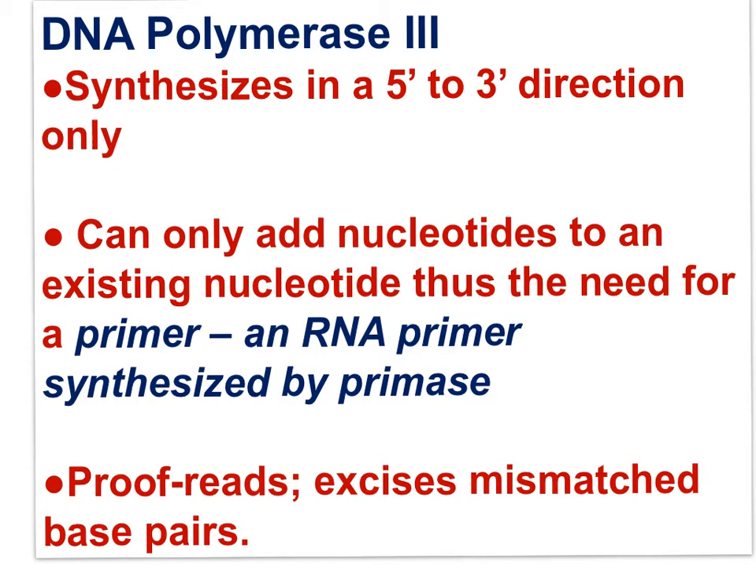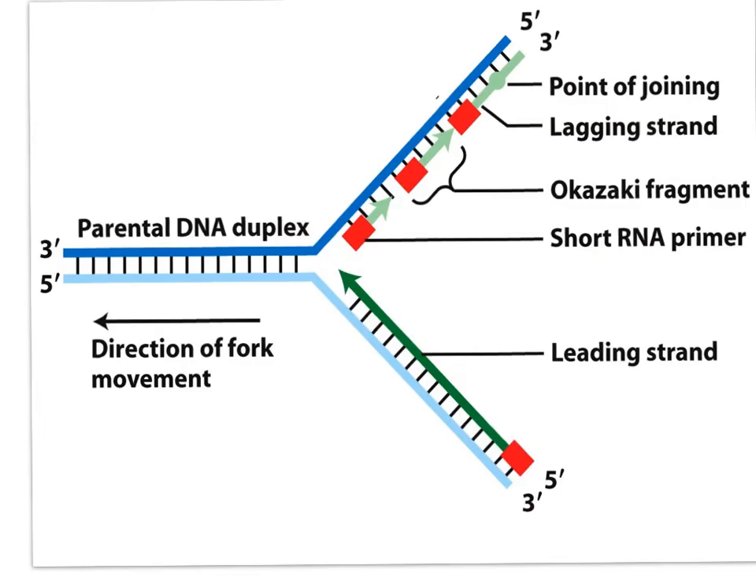Again, here are the characteristics of DNA polymerase III. The fact that it can only add nucleotides to an existing nucleotide requires a primer. It's an RNA primer, and it's synthesized by the enzyme primase. In this image, much like those I showed you just a few slides back, you can see the short RNA primers in place at the start of each strand of new DNA. Primase is the enzyme that builds the primers, but we will see another enzyme that must remove the primers and replace the RNA primers with DNA.